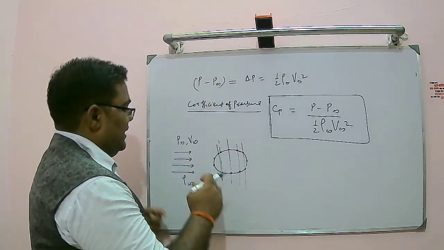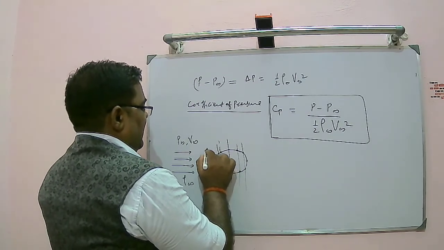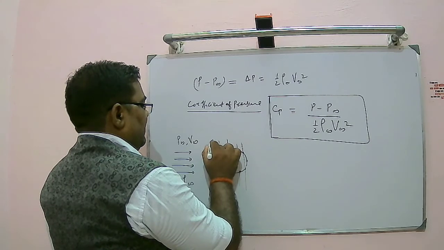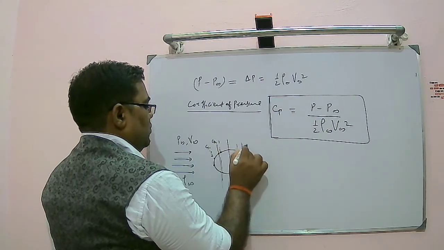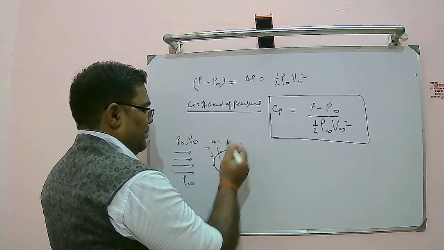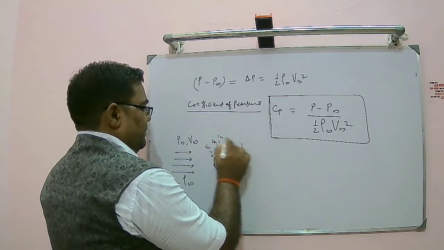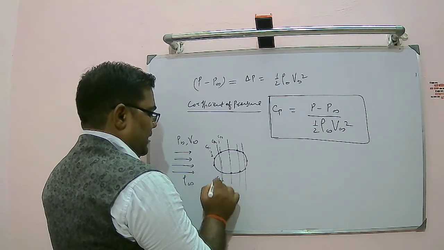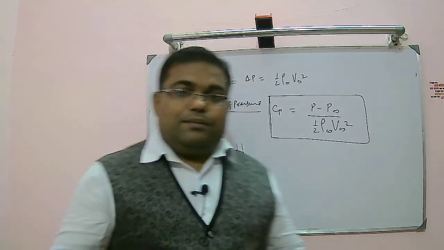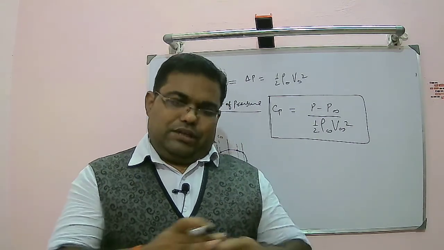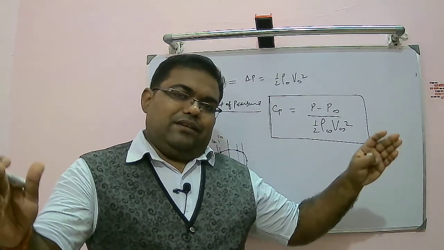So if I say this point is 1, here I can find out CP1. Point 2, I can find out CP2, and so on. Like if 20 points are there, I can get CP1, CP2, CP3, CP4, CP5 up to CP20. The moment you get the 20 points, now easily you can plot over the entire length of the flow.